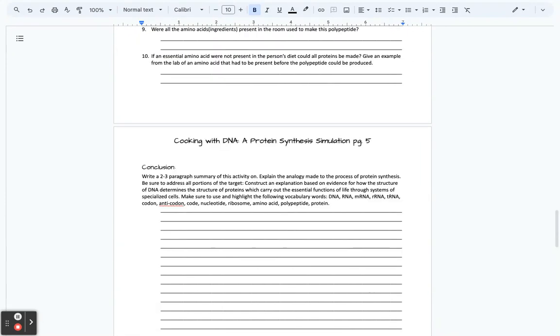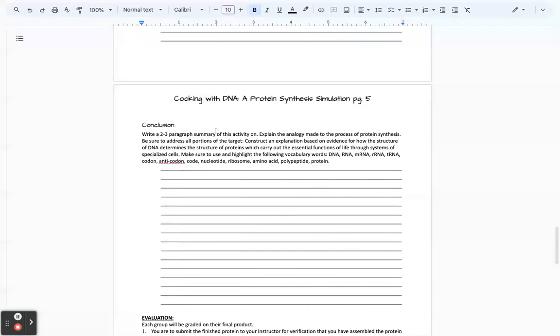And then in your conclusion, I am looking for 2 to 3 paragraphs that summarize the activity. And in that, you're supposed to explain how this is an analogy for protein synthesis. So be sure that you talk about the structure of DNA and how it actually determines the structure of the protein, and then how the protein supports essential life functions and the specialized jobs of cells.